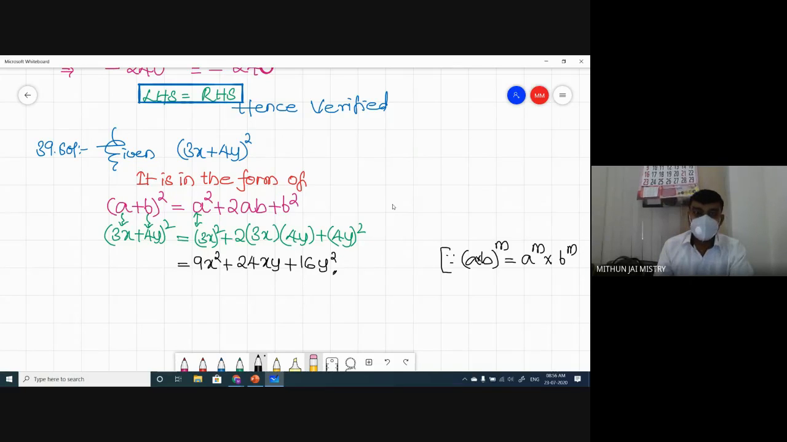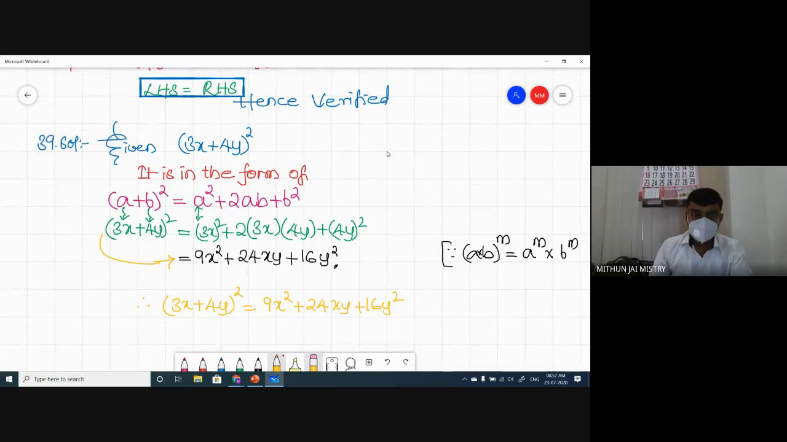So at last, we have a habit of concluding, right? So at last, we can write therefore, 3x plus 4y whole square, this is something which we started. And then we got this is equal to 9x square plus 24xy plus 16y square. This is our conclusion. I hope everybody understood it in a proper manner. So you can take it and tell me done.